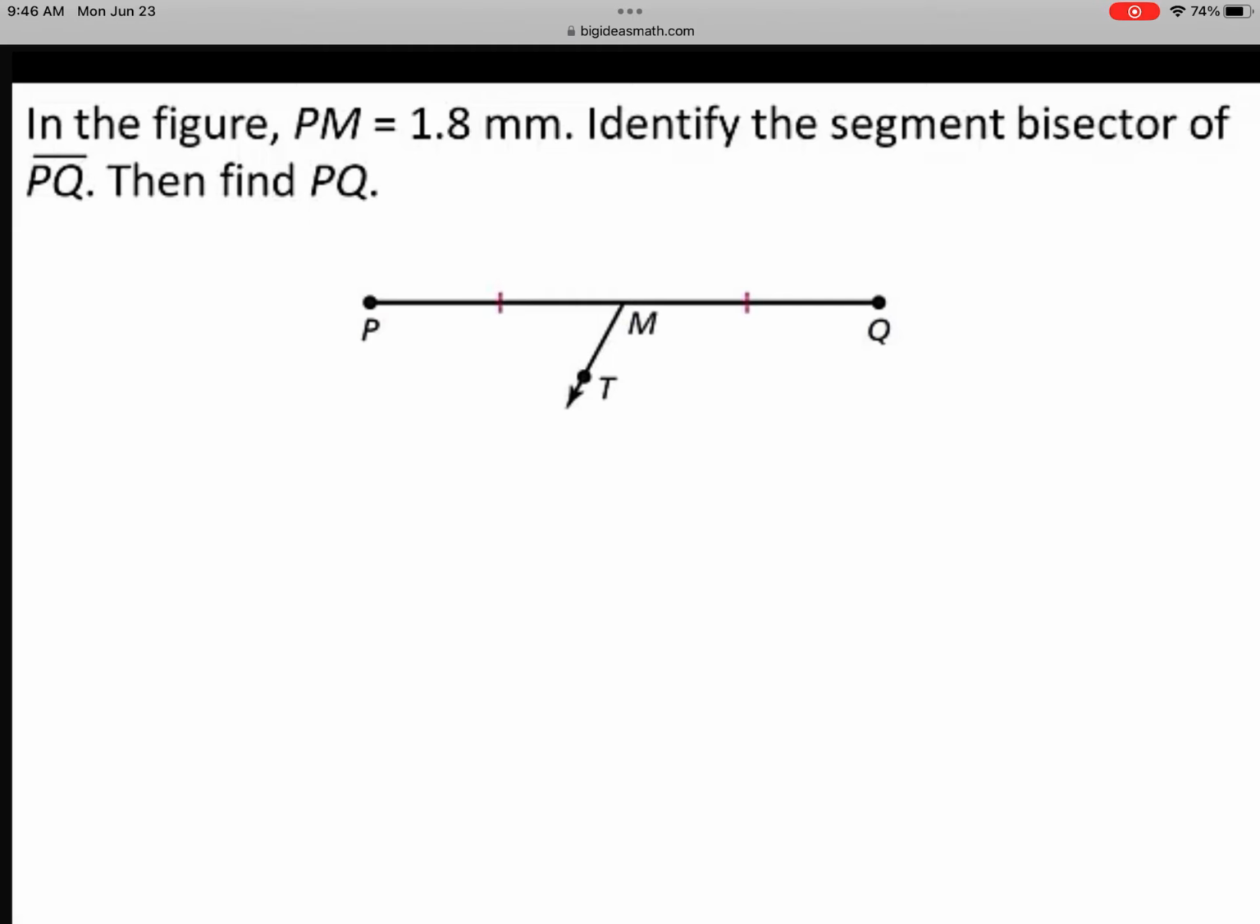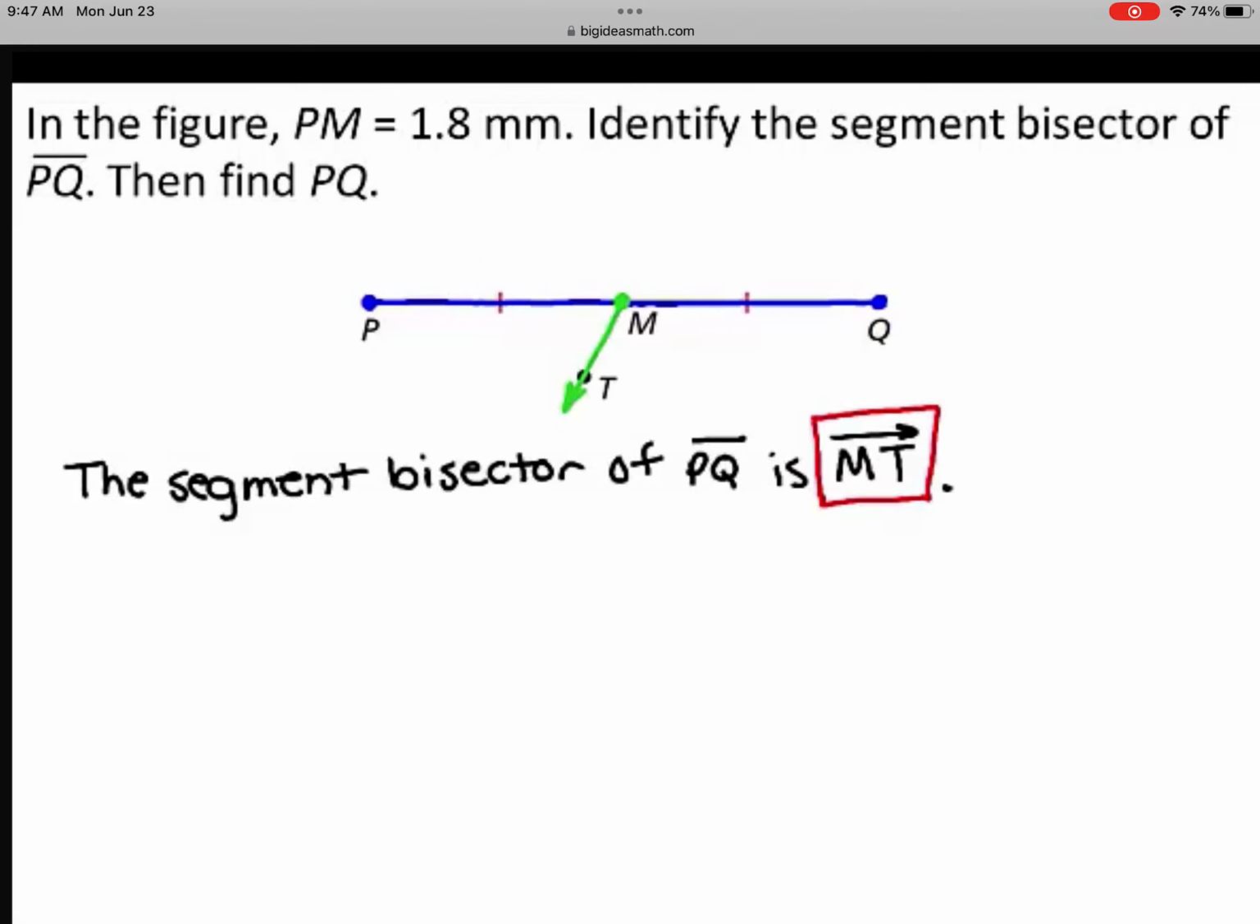A segment bisector is a point, ray, line segment, or plane that intersects the segment at its midpoint. From the diagram, you can see that segment PM and segment MQ are congruent. So, M is the midpoint of segment PQ, and the segment bisector of segment PQ is ray MT.